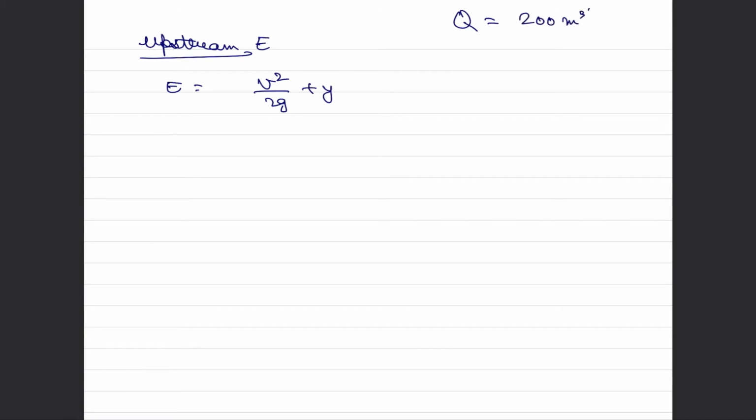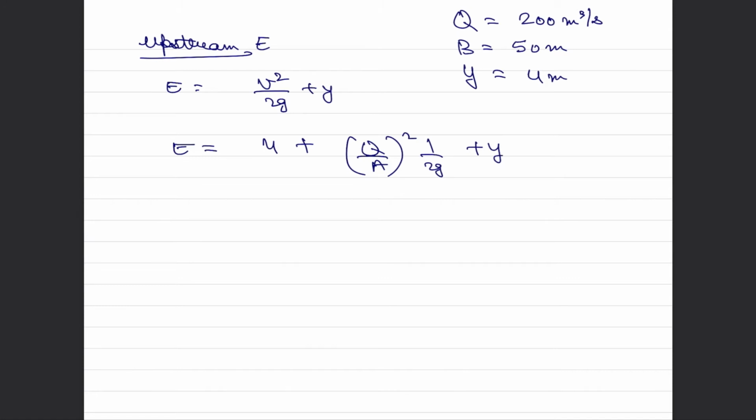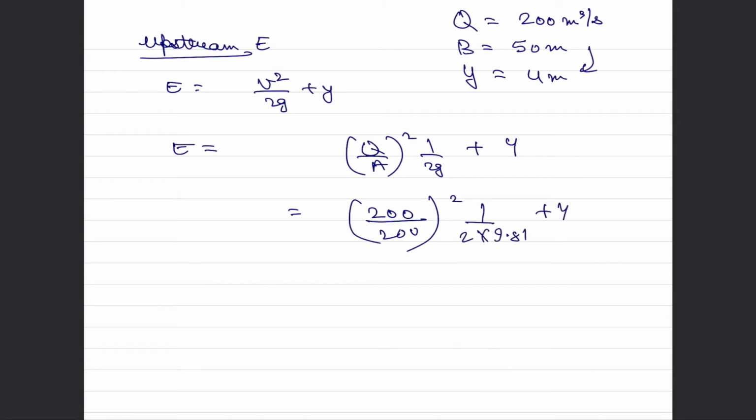Now, with this information, let us look into how our detailed calculations are going to look. First of all, we will calculate specific energy at upstream. Upstream E is given by V square by 2G plus Y. We know that total discharge is 200 meter cube per second. Width upstream is 50 meter and depth upstream is equal to 4 meter. So we can calculate E as 4 plus V, which can be written as Q by A, square upon 2G. Our Q is given as 200 and area of cross section is also 200, so this would ease some calculation. This implies E is equal to 4.05 meter.